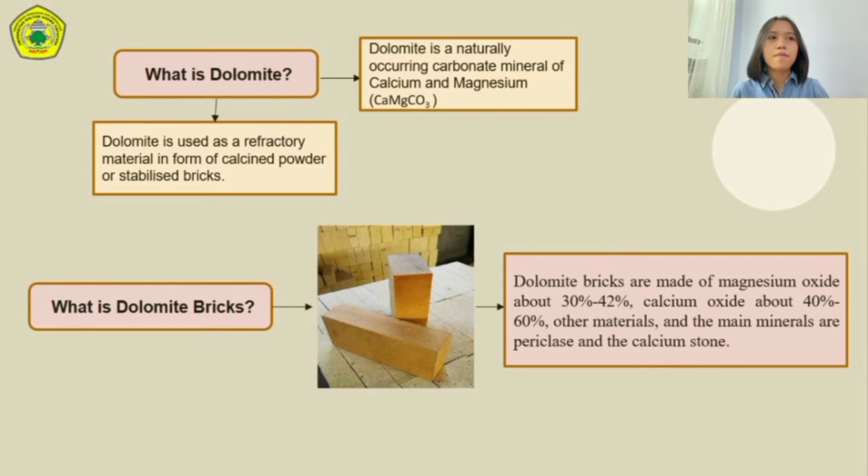Dolomite bricks are made of magnesium oxide about 30% to 42%, calcium oxide about 40% to 60%, and other materials, and the main minerals are periclase and calcium stone. Such products are featured with high refractoriness, good thermodynamic stability, and slag erosion resistance, and can be used in the converter, steel making furnace, and sintering zone.